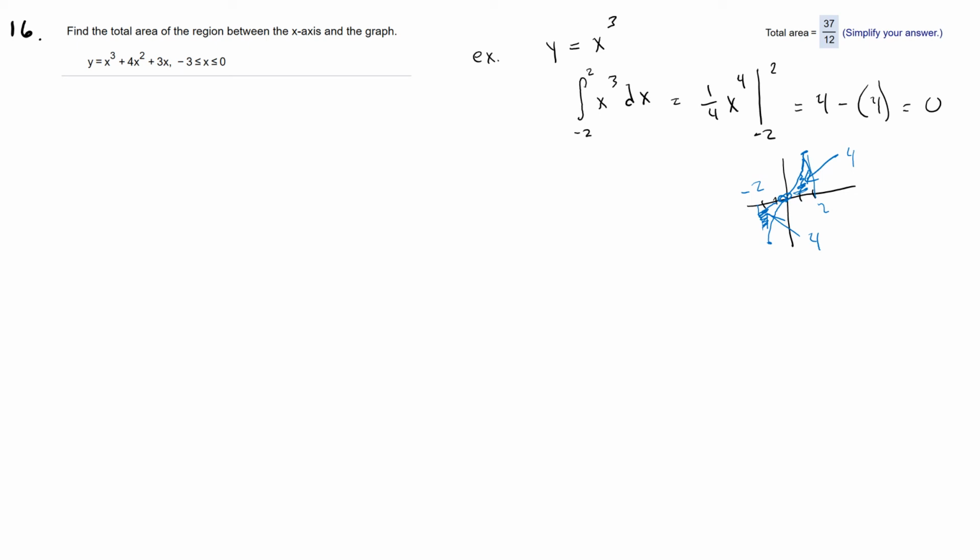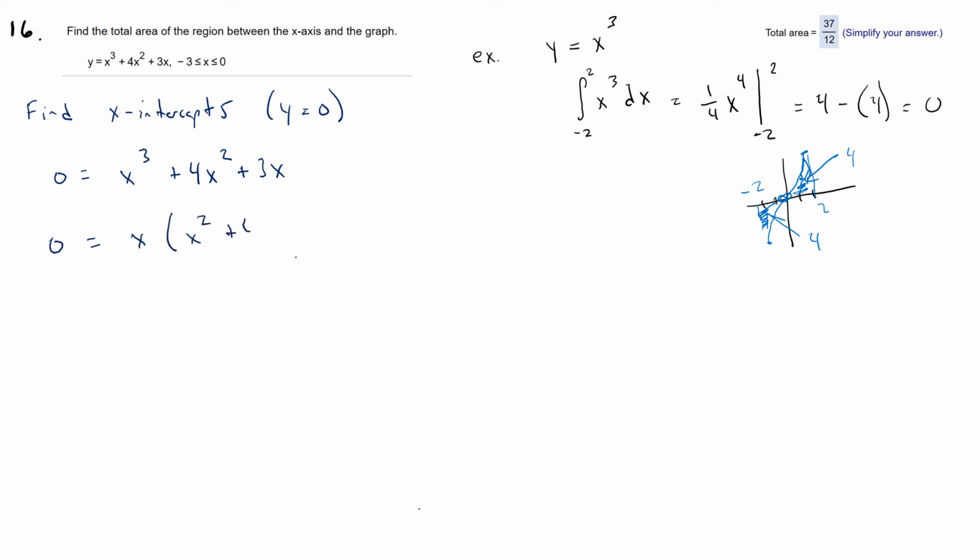So the first thing I'm going to do is find x-intercepts. To find x-intercepts, we plug a 0 in for y and then solve for x. It looks like I'm going to solve by factoring. I can factor an x out, and then I can factor the trinomial as x plus 3, x plus 1. And so I get 3 answers: x equals 0, x equals -3, and x equals -1.